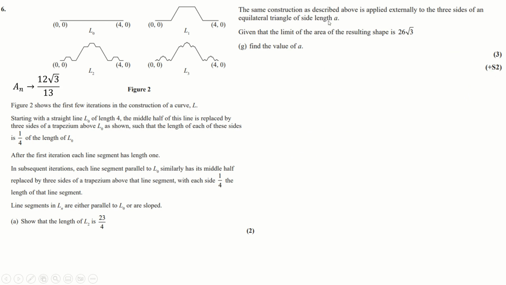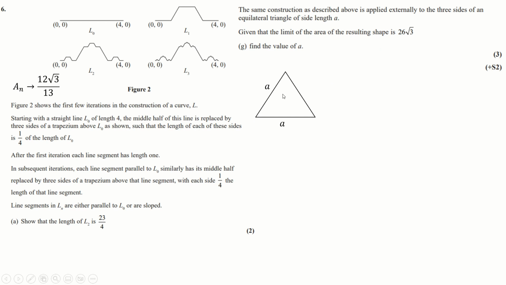The same construction as described above is applied to 3 sides of a triangle of length a. So we've got an equilateral triangle of length a, and we're going to do this same kind of idea to all of the sides. So this side here is going to become crooked and fractal like this, and so is this side, and so is this side. And it wants us to say, when it's done that, limiting, so when you're doing that to all 3 sides loads of times, the resulting area is this.